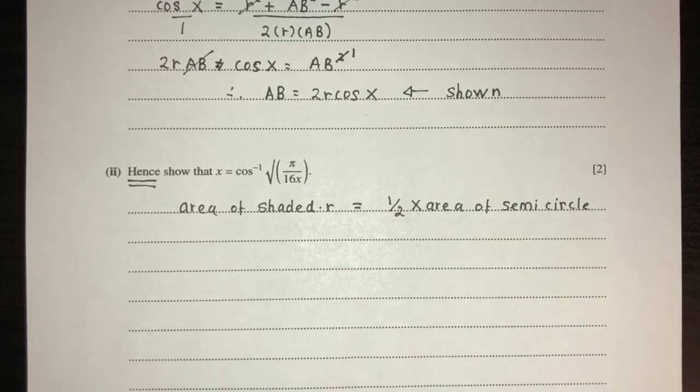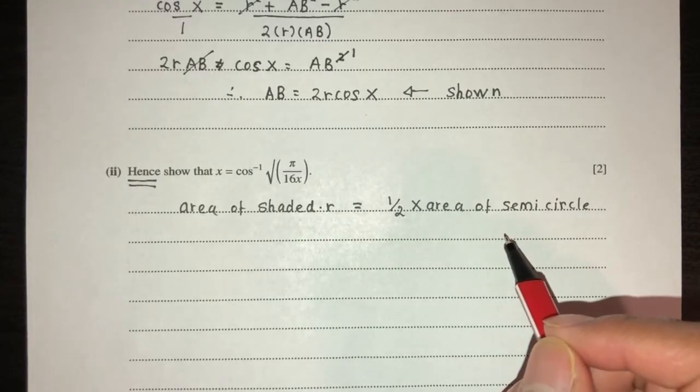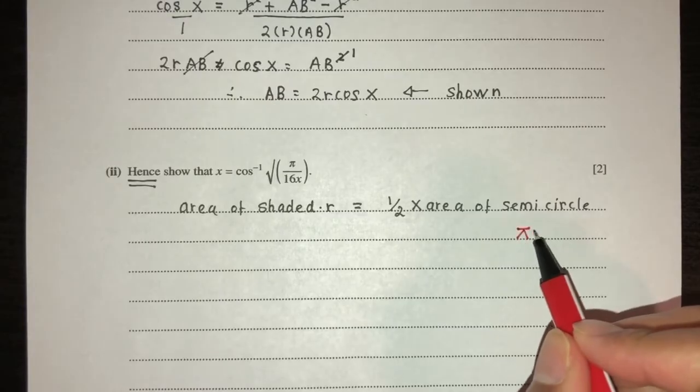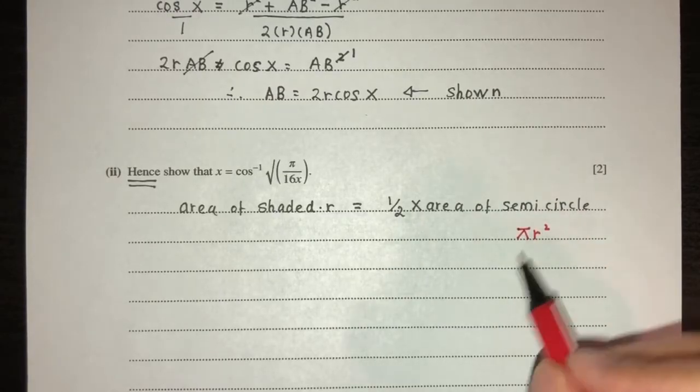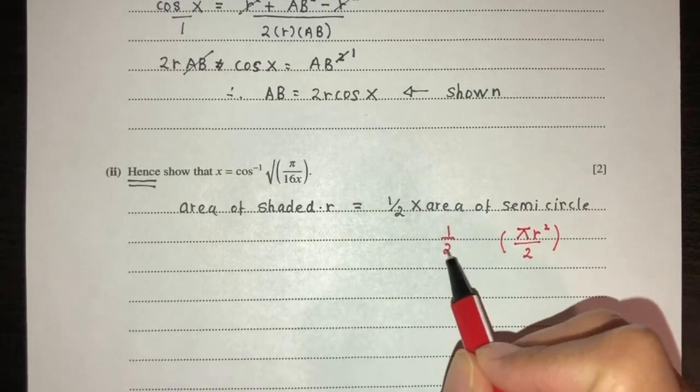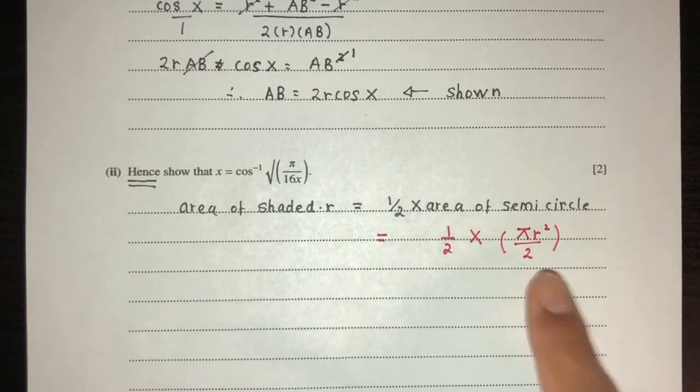Okay, so let's see how we can find each of them. First, let's proceed with this one. This one is the easiest. So what is the area of the semicircle? To find that, we first need the area of a circle, which is pi r squared. The semicircle will be divided by 2, so that is half times this. That is for the right-hand side.